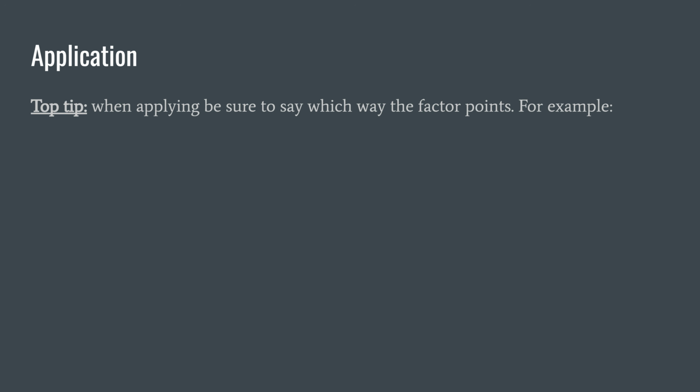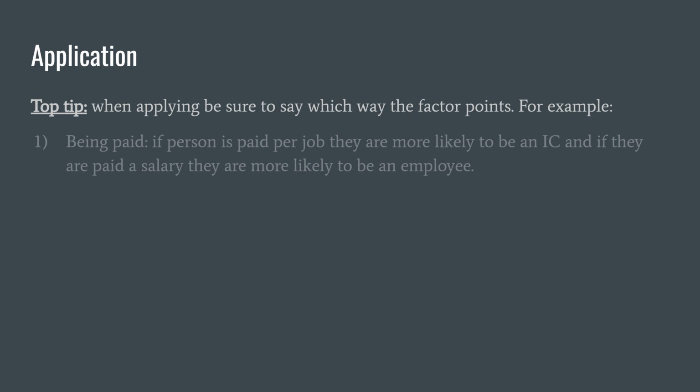So let's see how you would apply it, because when you are applying, you've got to make sure you say which way the factor points. And if there is not much detail in the scenario, you can speculate, and so you can use the word if, which is very useful here. So, being paid. Usually people are paid, but you need to see, are they paid per job, in which case they're more likely to be an independent contractor, or are they paid a salary where they're paid the salary regardless of how much they do. Sometimes that's called regardless of output, in which case they're more likely to be an employee.